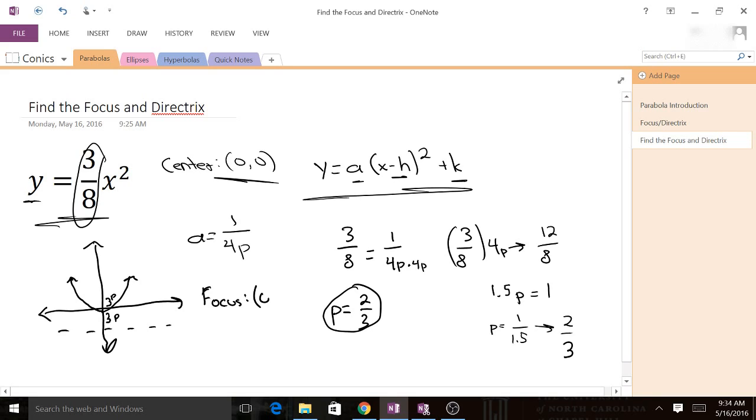The focus is going to be at 0, and then we go up by p, which is 2/3, so it'll be (0, 2/3). Then our directrix is going to be a line, so a y value is going to be set. Y equals, and what we've done is gone down by 2/3 from our center, which is 0, so 0 minus 2/3 equals negative 2/3. So there we have our focus and our directrix.